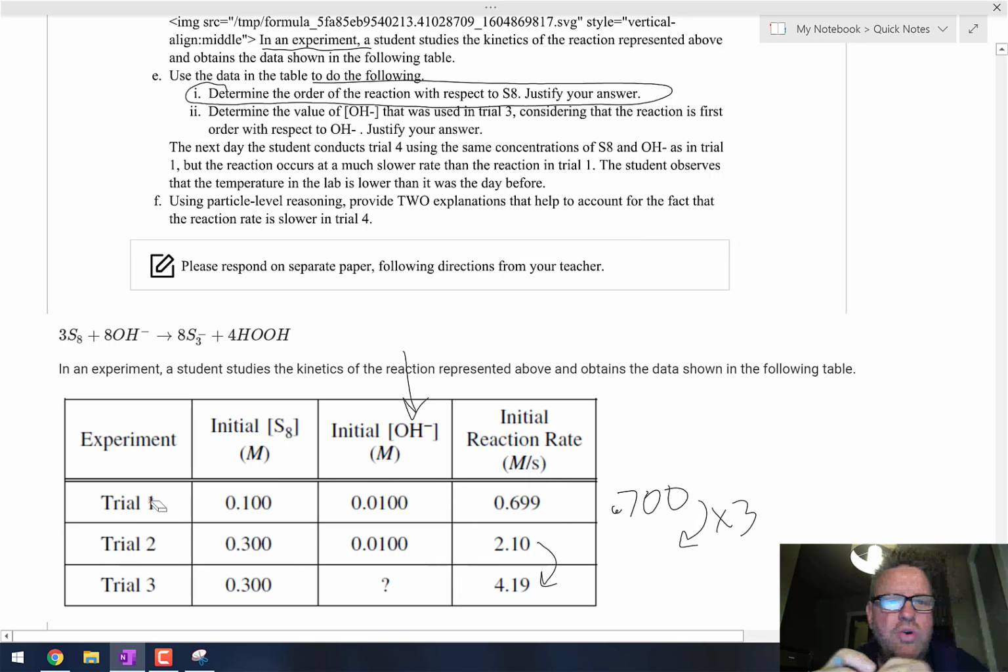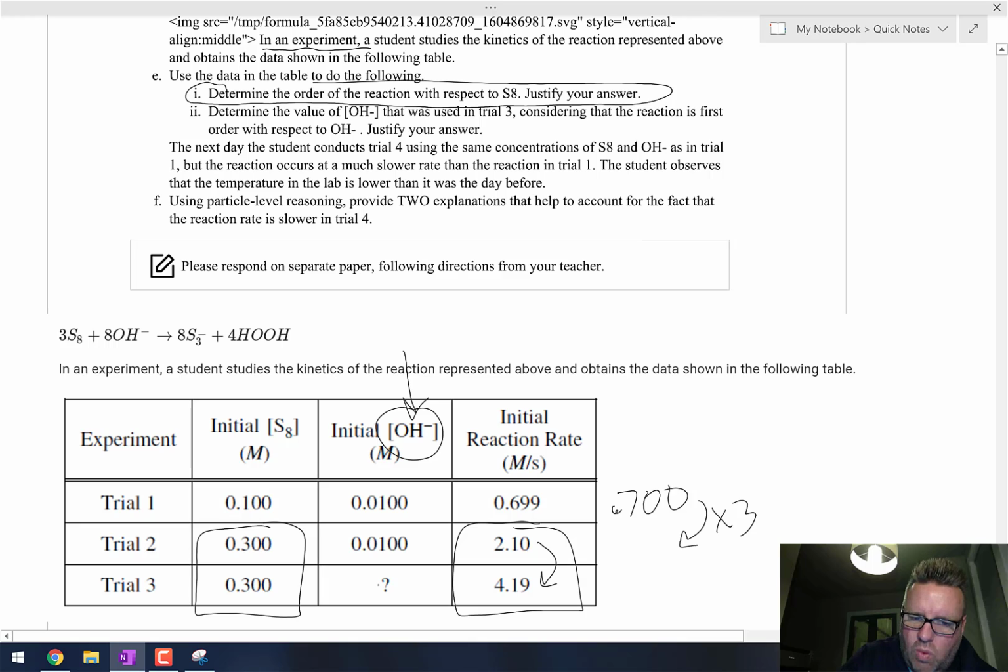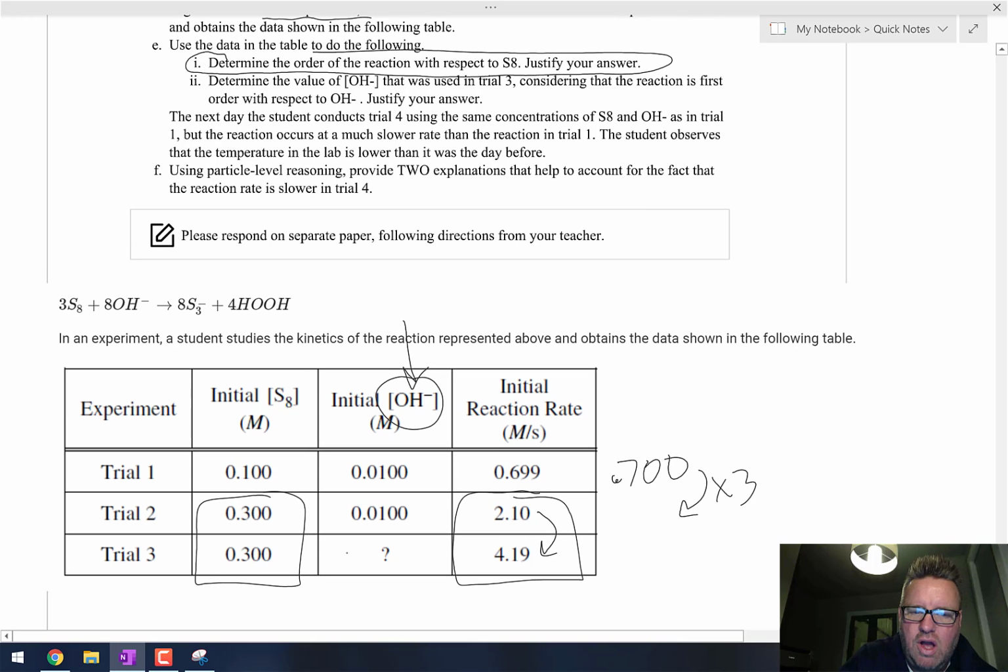Part 2 says determine the value of OH that was used in trial 3, considering that the reaction is first order with respect to OH minus. Justify your answer. Well, if OH minus is first order, and again, S8 doesn't change, and the rate doubles, if the rate doubled and it's first order, what must the concentration also do? The concentration is also just simply going to double.